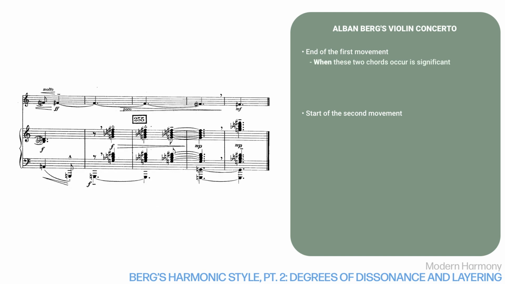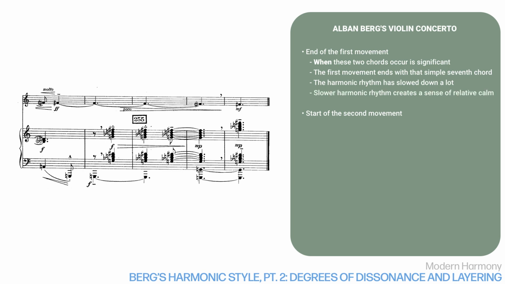When these chords occur is significant. The first movement ends with that simple 7th chord. In the language of this piece, this is milder than many of the harmonies heard up to now. This chord also lasts for a long time. The harmonic rhythm is slowed down a lot. As in traditional tonal music, slower harmonic rhythm creates a sense of relative calm.